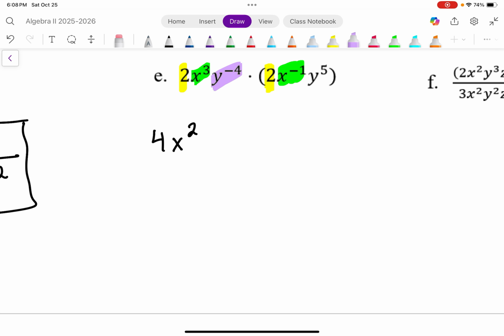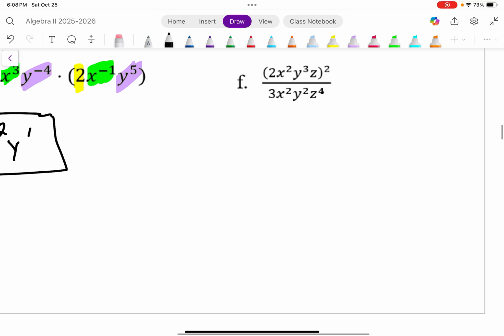Then we have y to the -4 times y to the 5, which would be y to the 1. Now this is completely simplified because it's not a fraction. There are no more negative exponents, so we are good. Okay, I would recommend pausing and trying this last one on your own, and then checking your answer at the end of the video.